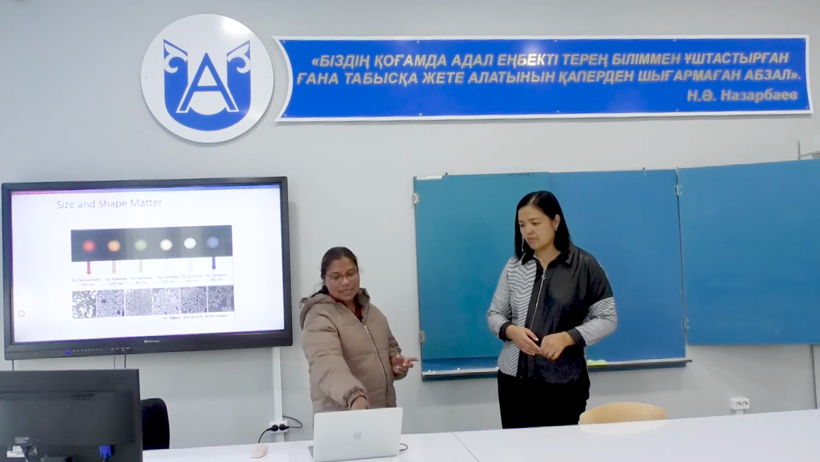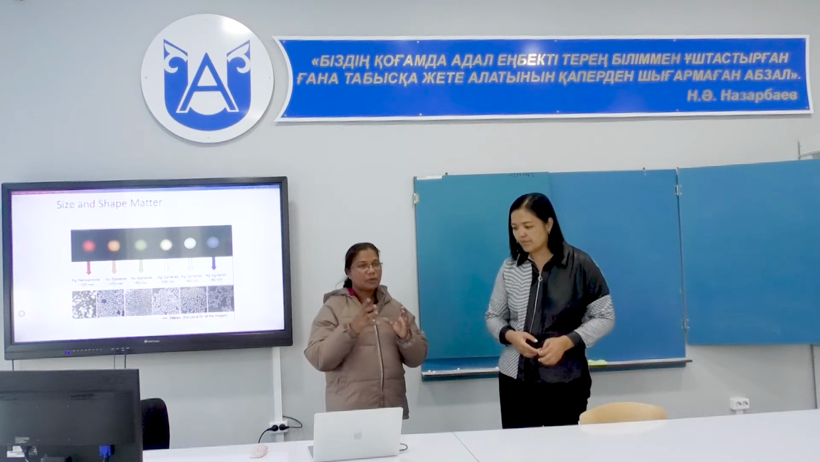And also the same like silver nanoparticles, it is a prism like structure at 100 nanometer, it shows red color, but the same silver nanoparticles with a sphere, the morphology is sphere, then it shows a color like pale yellow.